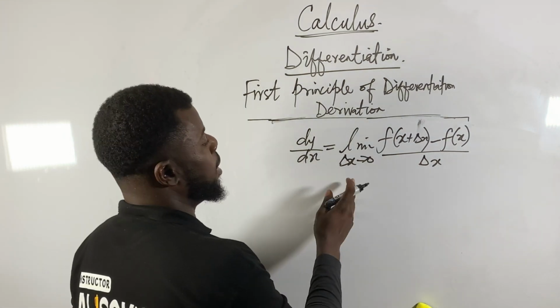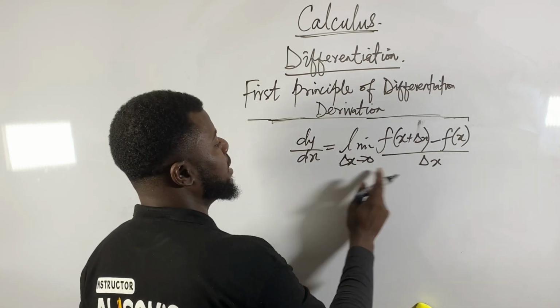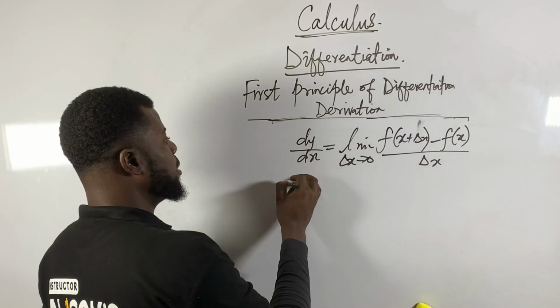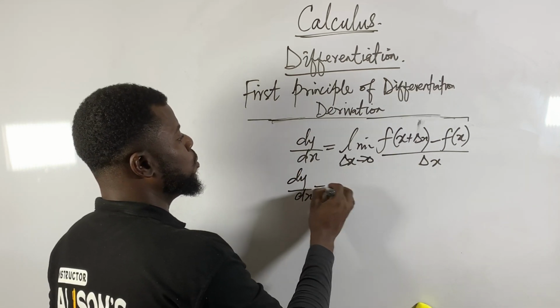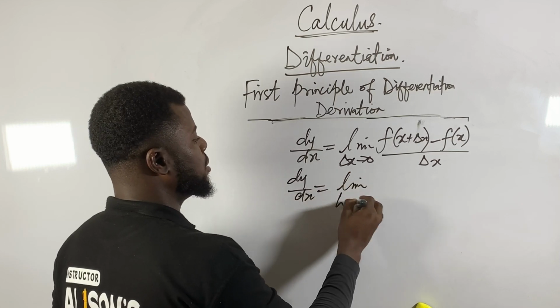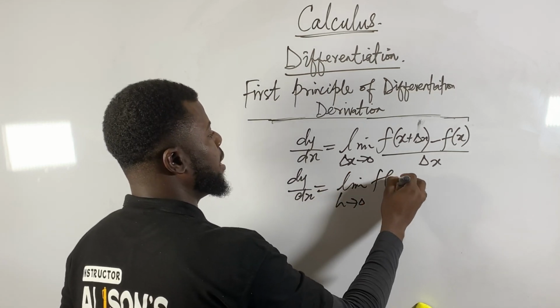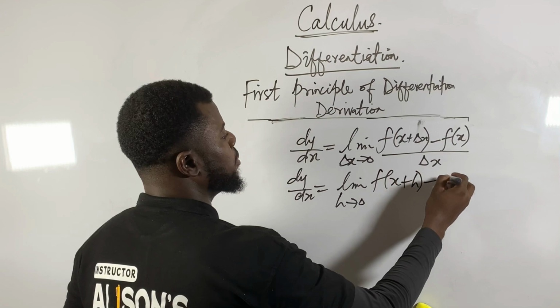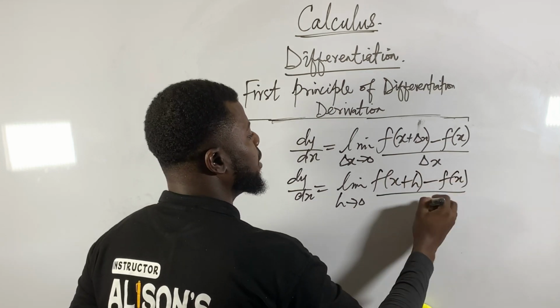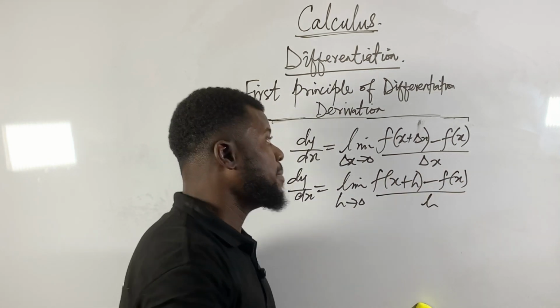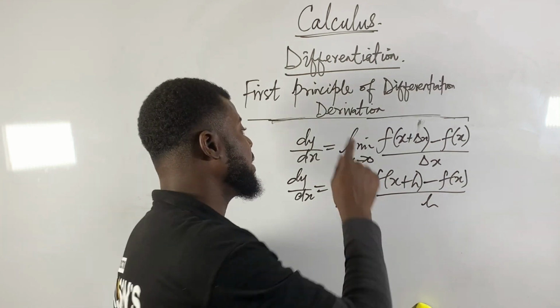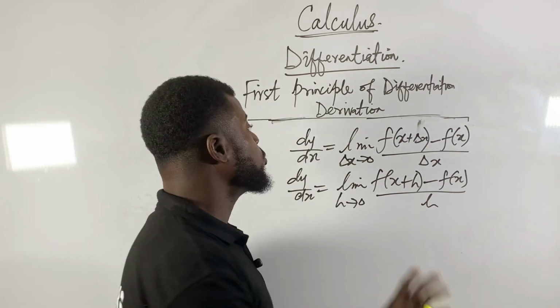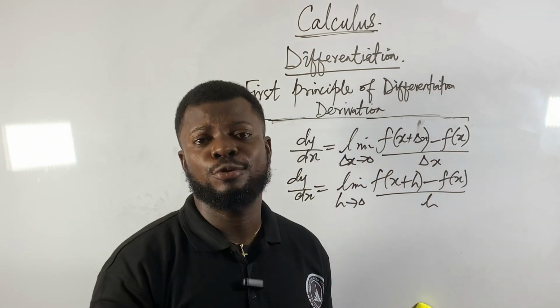Some people will say, no, anywhere I see delta x, I want to use h. So we just say dy over dx equals limit as h tends to 0 of function of x plus h minus function of x, over h. If you see them like this, or if you see them like this, my fans, these two things are the same thing. Anyway you want, use them.